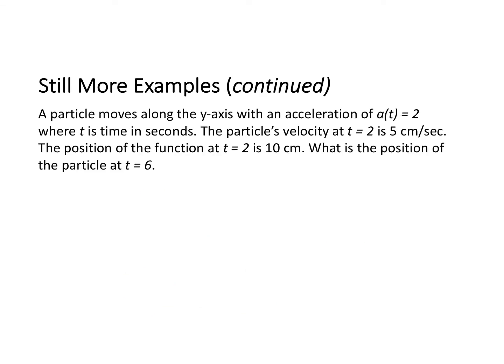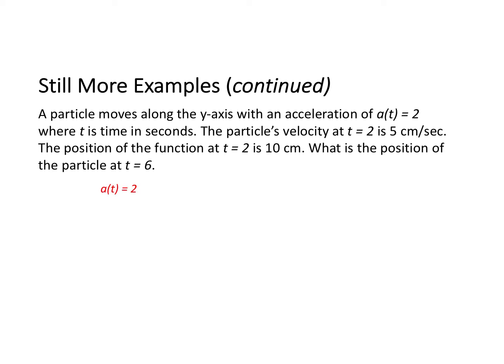Okay, here's another example, more like a word problem. A particle moves along the y-axis with an acceleration of a of t is equal to 2, where t is time in seconds. Okay, so we're given the fact that we have constant acceleration. The particle's velocity at t equals 2 is 5 centimeters per second. The position of the function at t equals 2 is 10 centimeters. What is the position of the particle at t equals 6?